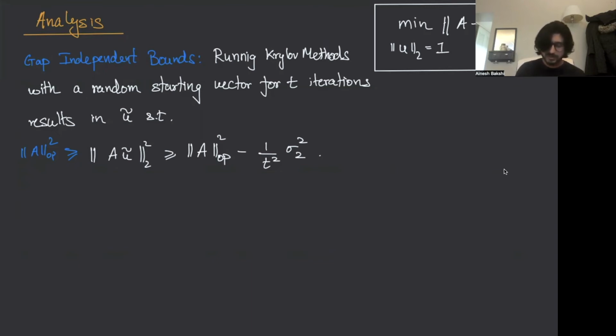So in particular, what this says is if we run Krylov methods for t iterations, the resulting vector u tilde that we get satisfies the following property. The two norm of A times u tilde is at least the operator norm minus 1 over t squared times sigma 2 squared. So this gives us an additive error estimate of the top singular value.